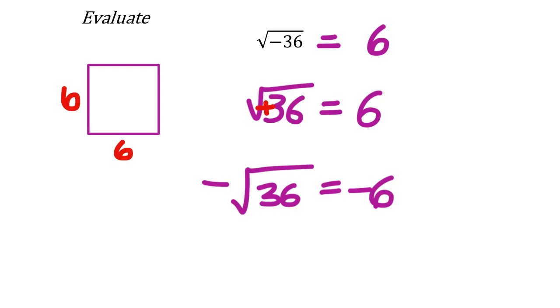Well, the only other option we have is to make this negative. But if one of them's negative, the other one has to be negative as well, because it's the same thing multiplied by itself. And negative 6 times negative 6 is also positive 36. What this means is that, for now, there is no real value that would give us this answer. So in this case, we're going to say that it's not real.